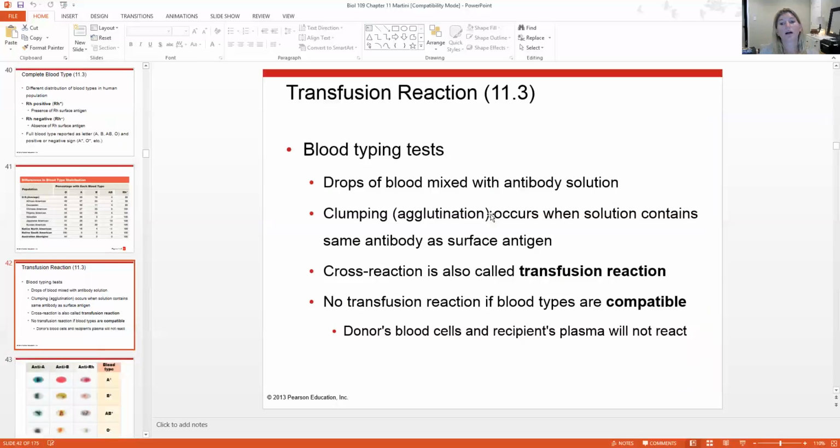So let's talk about how you do a blood typing test. You may get to do one of these in lab. You basically take a drop of blood and mix it with an antibody solution and look for clumping. You look for that agglutination to occur. That cross reaction is also called a transfusion reaction. No transfusion reaction would tell you that the blood types are compatible. If you see clumping, that means they're incompatible and you can't donate.